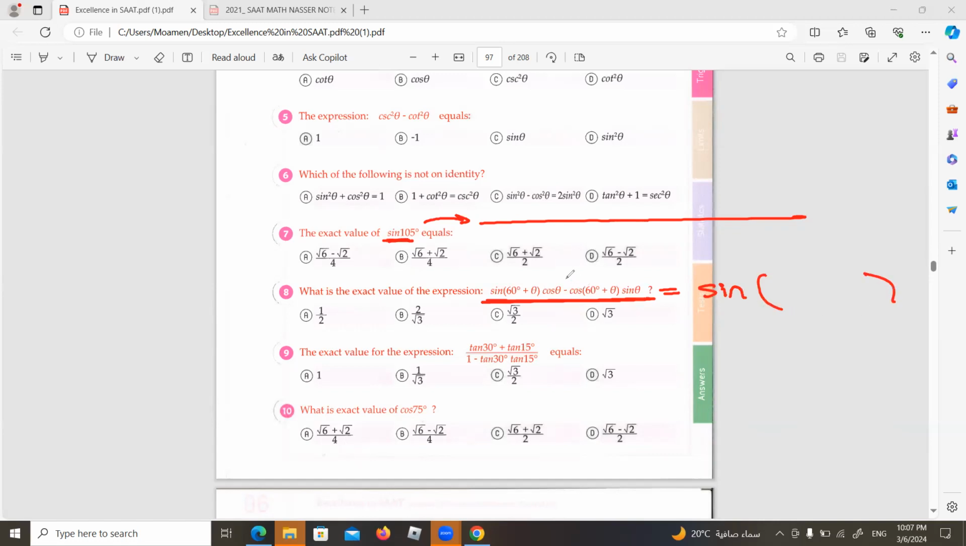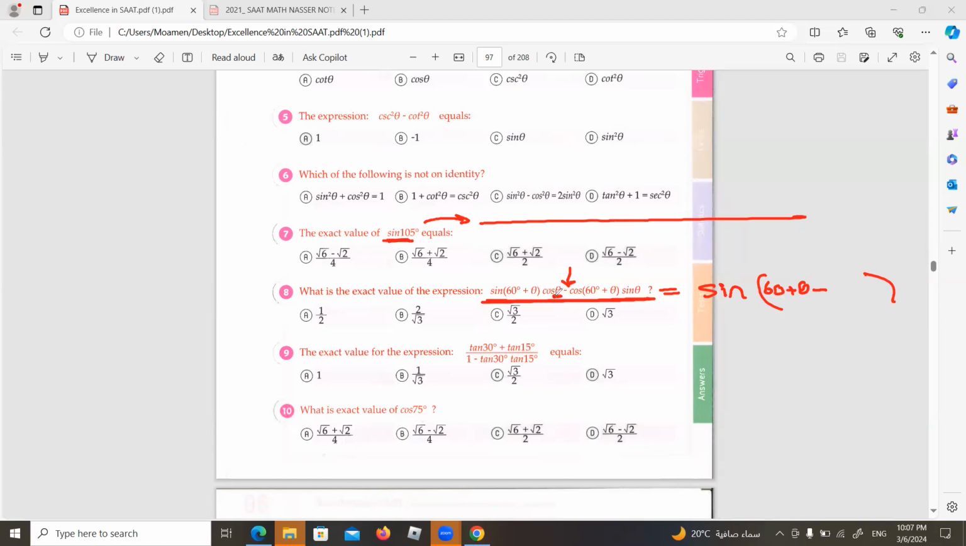From where do I know the addition or subtraction? From the middle sign. The middle sign is negative, so just write negative here. And what is the first angle? The first angle, Mister, is 60 plus theta. All this is the first angle. So 60 plus theta. And what is the second angle?